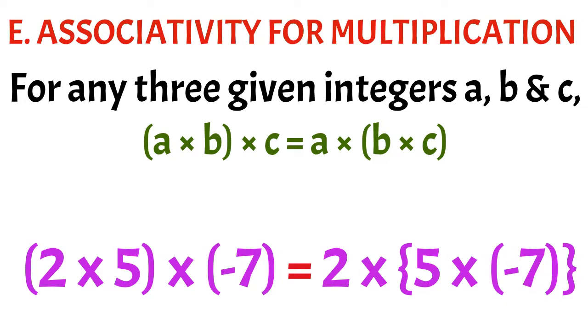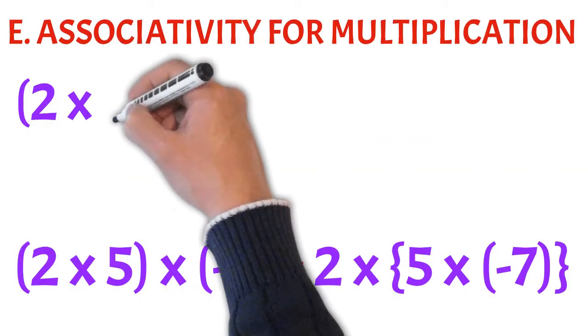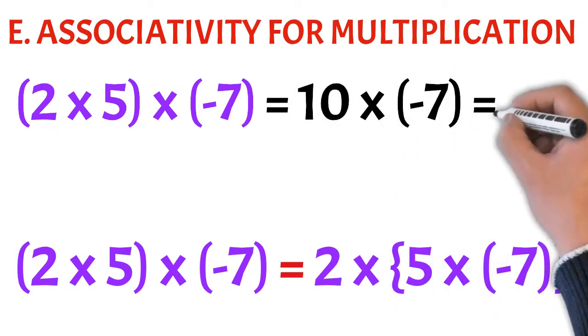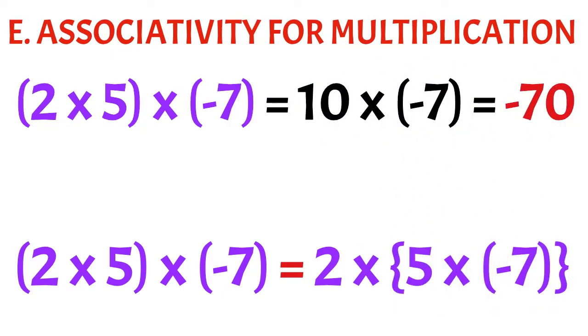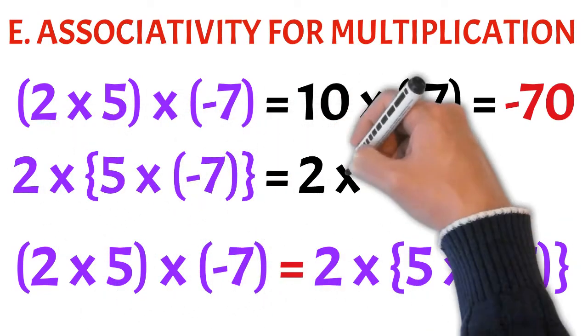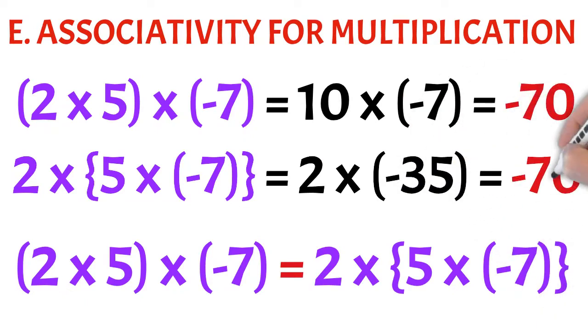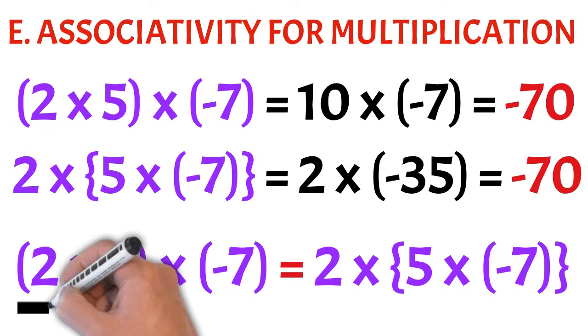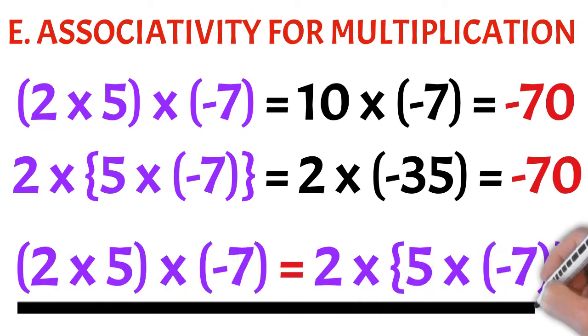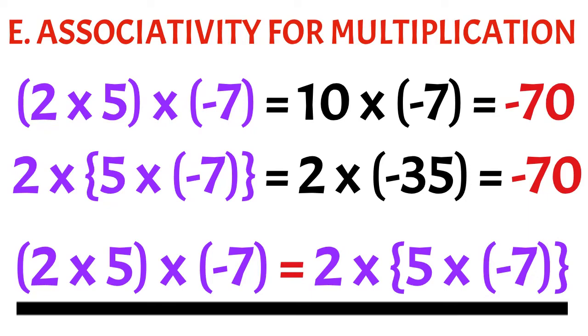Let's verify. 2 into 5 into minus 7 equal to 10 into minus 7 equal to minus 70. And 2 into 5 into minus 7 equal to 2 into minus 35 equal to minus 70. Thus, both groupings give the same result, minus 70.